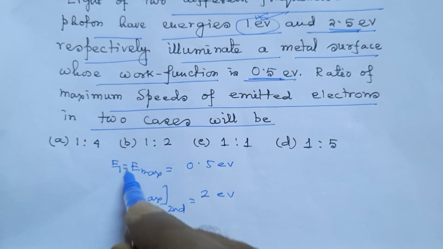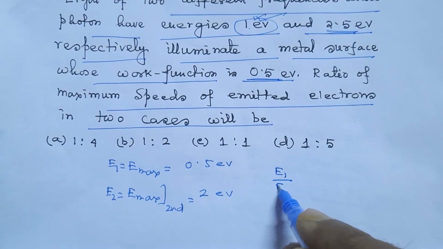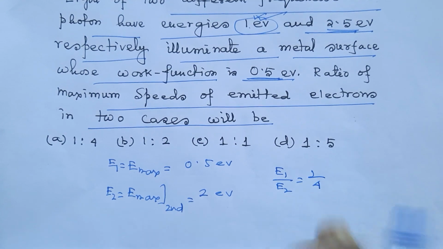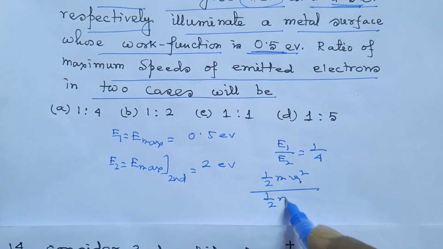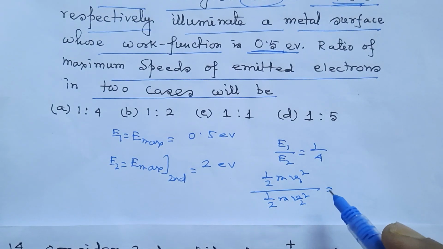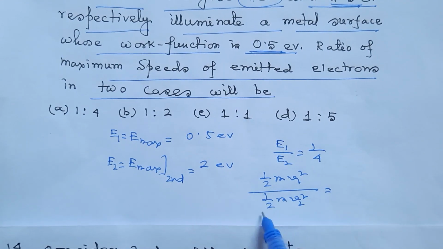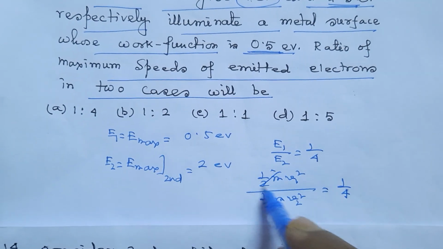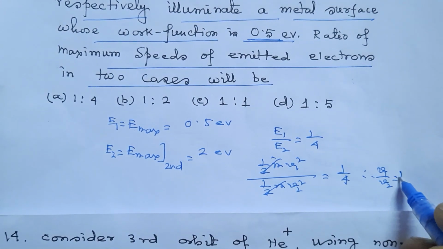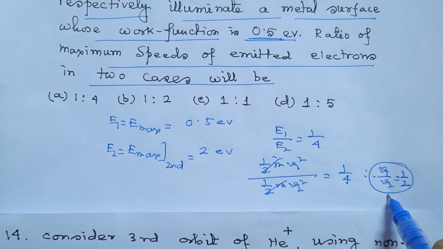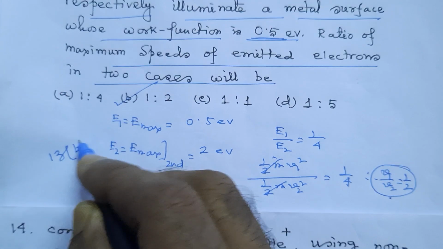In the first case, let the kinetic energy be E1, and in the second case, let it be E2. Then E1 by E2 equals 1/4. E1 equals half m v1 square and E2 equals half m v2 square, where v1 and v2 are the velocities of the electrons in the two cases. Then half m v1 square by half m v2 square equals 1/4. So v1 square by v2 square equals 1/4, so v1 by v2 equals half. So the required ratio is 1:2. So the correct answer is B. So the correct answer to question number 13 is B.